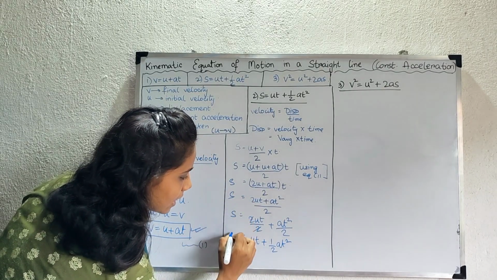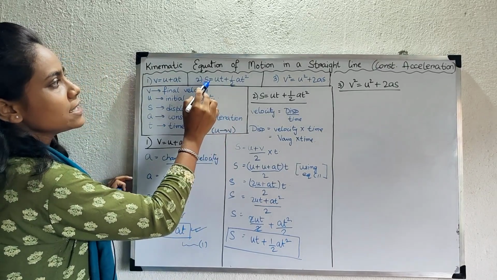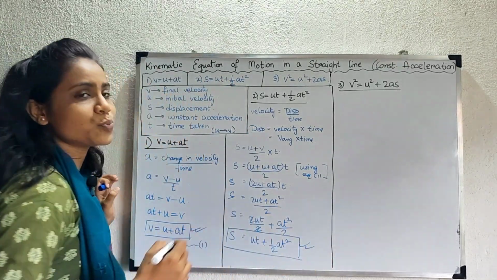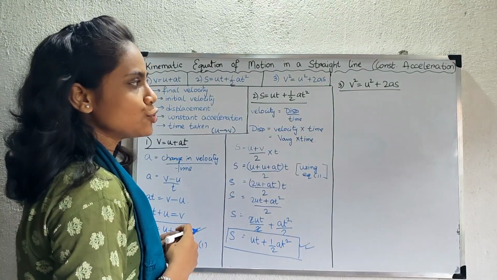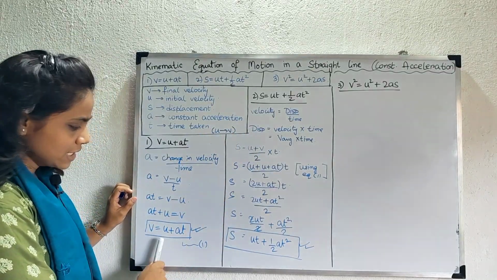This is S. So see, S equals ut plus half at square. It has been derived. Now the third equation, v square equals u square plus 2as. This we will start using this equation.